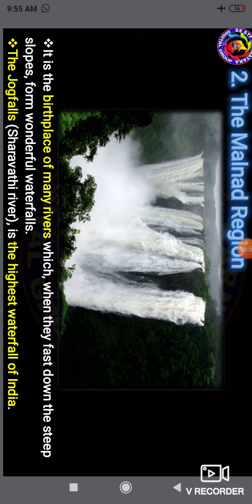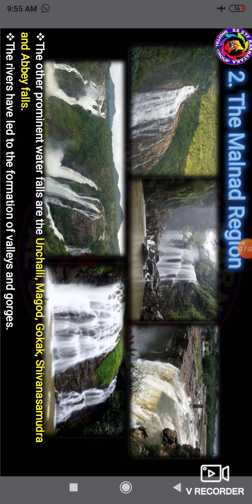The first one we see is the Jog Falls. It is the birthplace of the Sharavati river. It is the highest waterfall in India. The other prominent waterfalls are Unchalli, Magod, Gokak, Shivana Samudra, and Abhay Falls. So these are some of the prominent waterfalls.